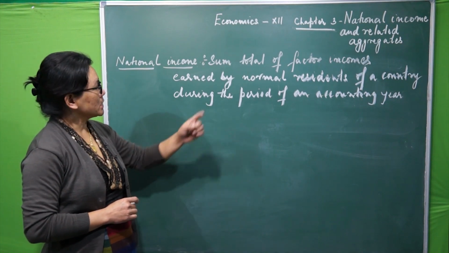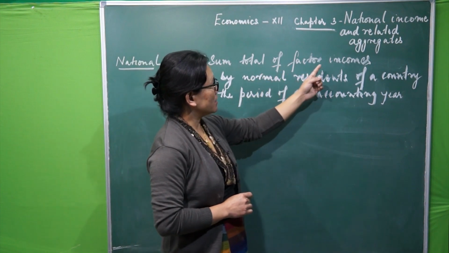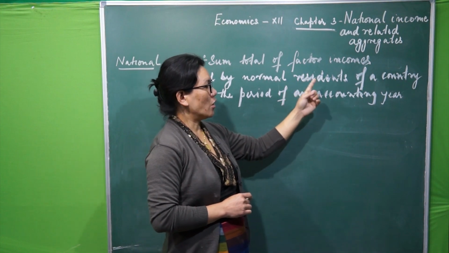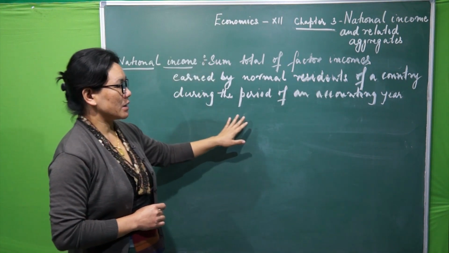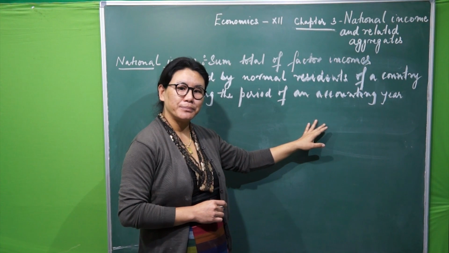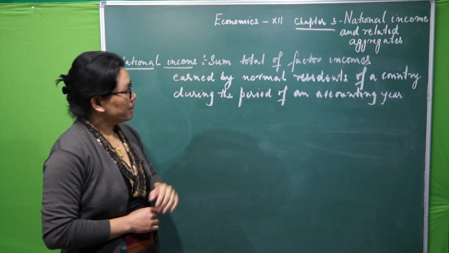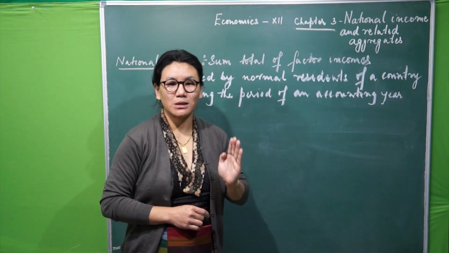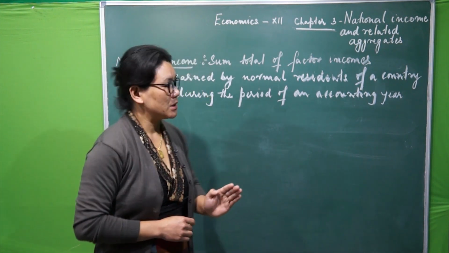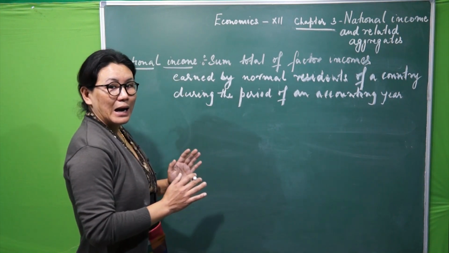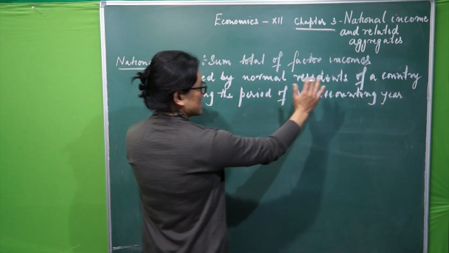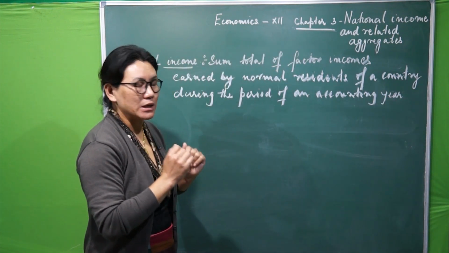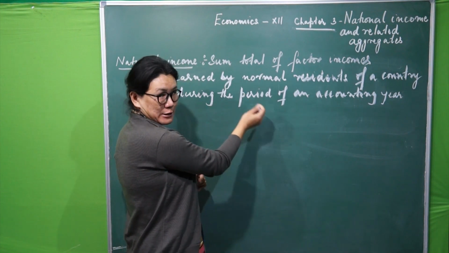It is the sum total of factor incomes earned by normal residents of a country during the period of an accounting year. Now, this meaning is not a complete one, but for the time being, I will be using this much only. Later, I will be adding some stuff to it.